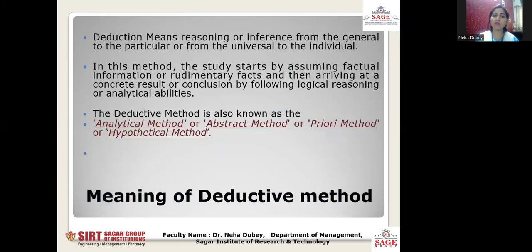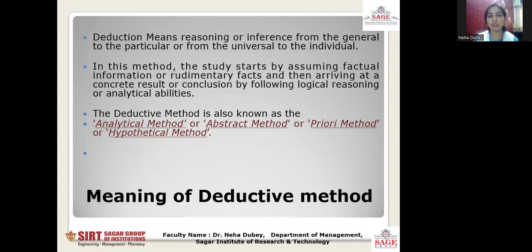So one by one, we will study the inductive method and the deductive method. First, we need to understand the meaning of the deductive method. Deduction means the reasoning or the inference from the general to the particular, or from the universal to the individual. You can easily identify the broad category, where we narrow down to a particular conclusion.